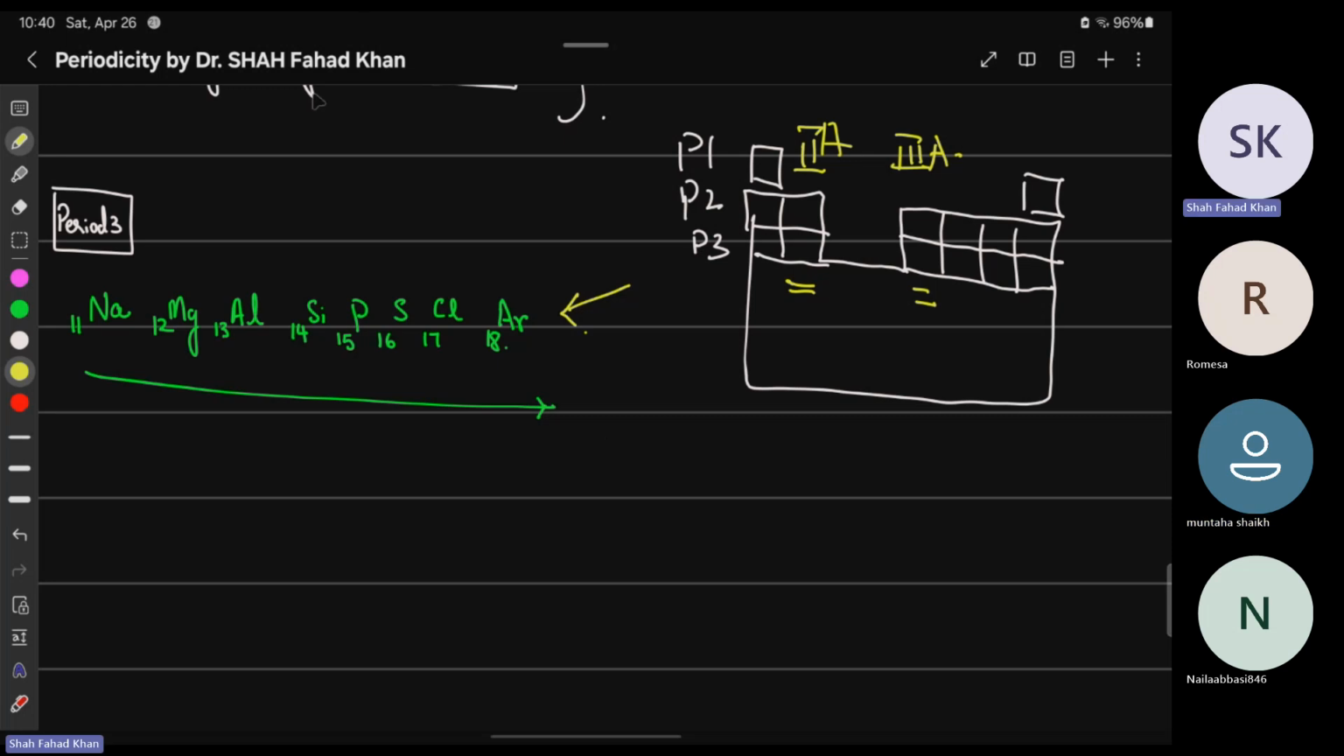Beryllium. I'm talking about period 3. This is period 3 given over here. Beryllium is in period 2. Magnesium and aluminum. Aluminum. Yes.